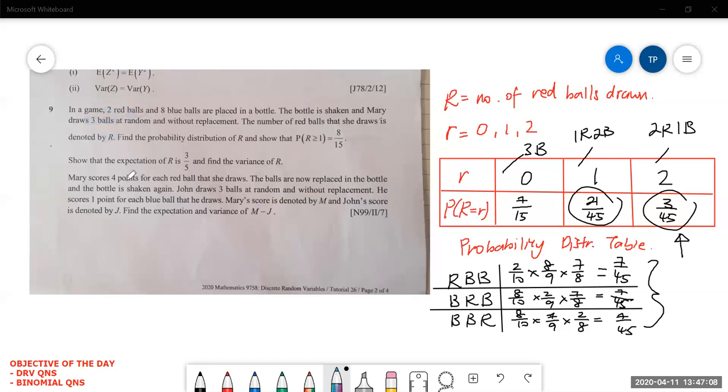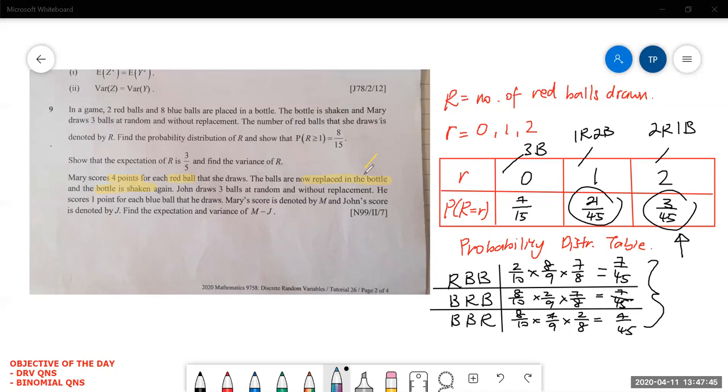Okay, Mary scores 4 points for each red ball that she draws. Now they add a new variable: the points for drawing a particular ball. The balls are now replaced in the bottle, and the bottle is shaken again. What this is trying to say is that they put back all the balls that she drew.